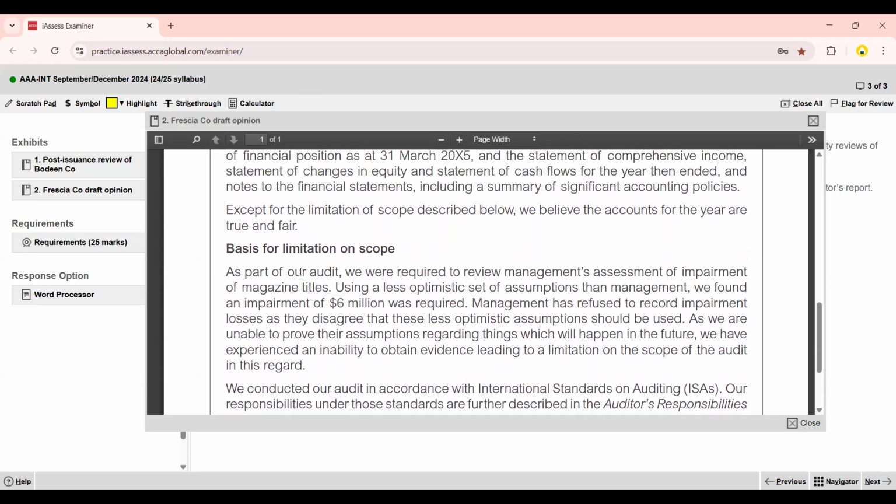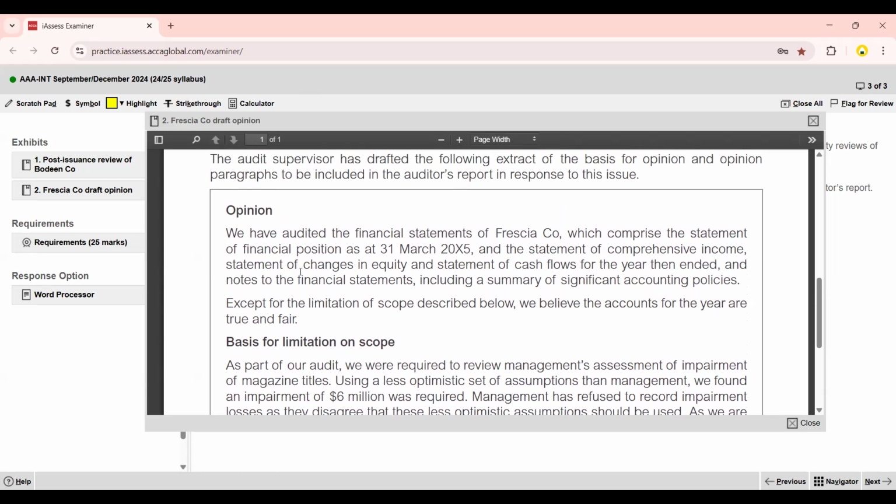Now, basis for limitation on scope. If you notice one thing, it's just a simple heading regarding the opinion, nothing modified, nothing qualified, and nothing related to unmodified.